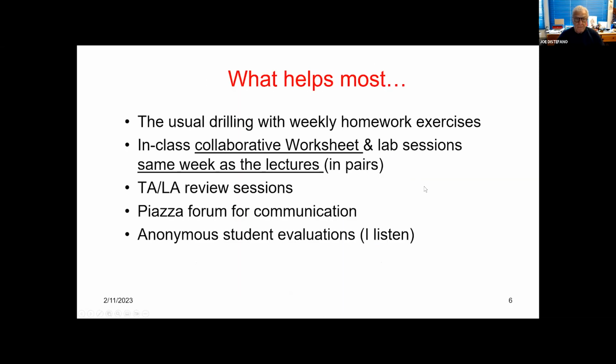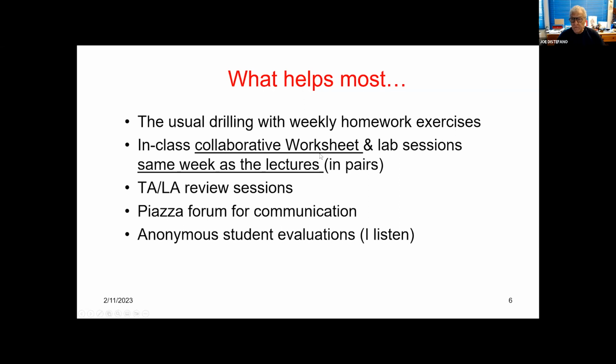Okay, so what helps the most? Well, they certainly need the usual drilling, and I give them weekly homework exercises, which actually take a lot of time. I found that what they like the most is what I'm doing every week now, based on the same week's lectures.